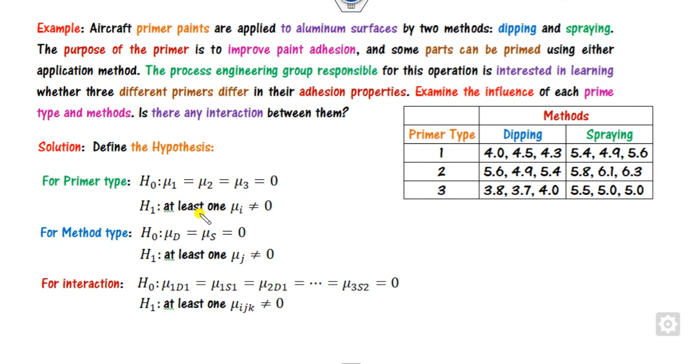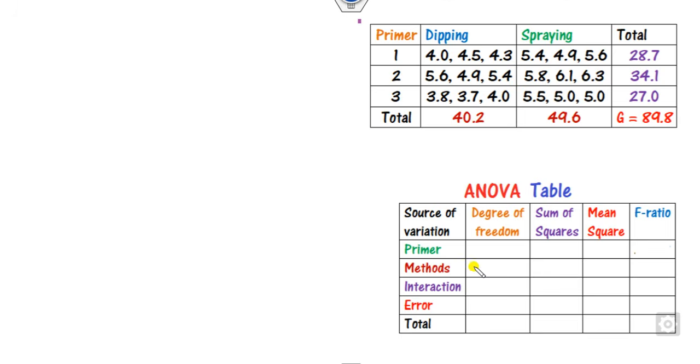What is the meaning of 1D1? That is this element, the first primer, first dipping, first element. 1S1 is the first primer, first spray, and this one. Now your target is to complete this table.